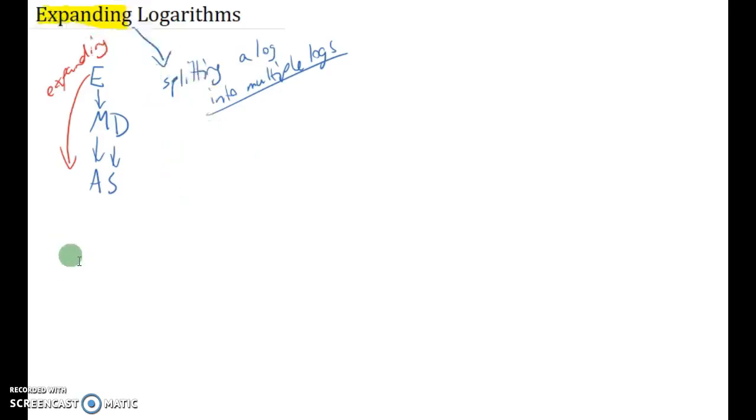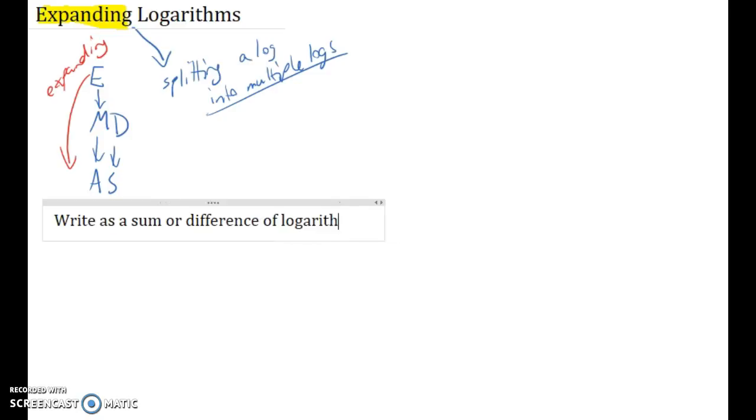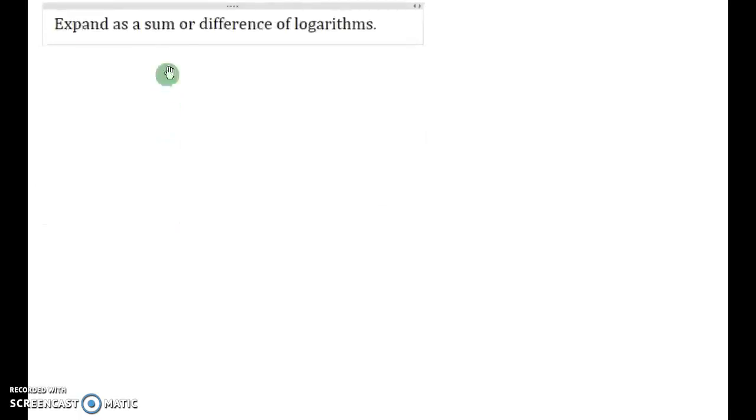Okay, so the types of directions you could see in these cases might be something like write as a sum or difference of logarithms, or expand as a sum or difference of logarithms. Or some books might just say expand. And the idea is to expand as far as possible. So let's try something with this now.